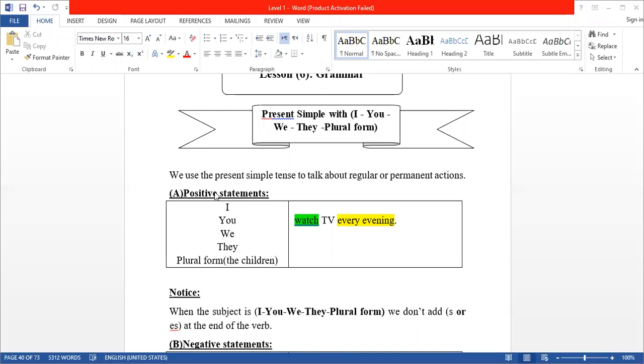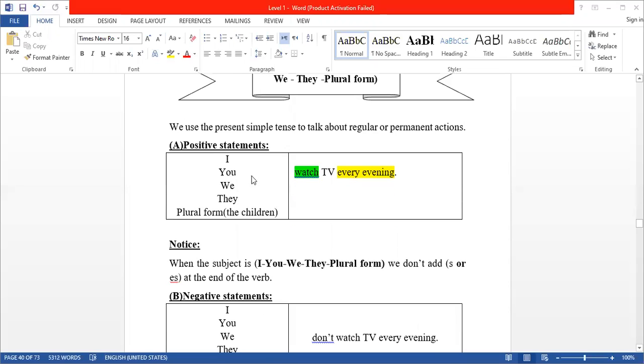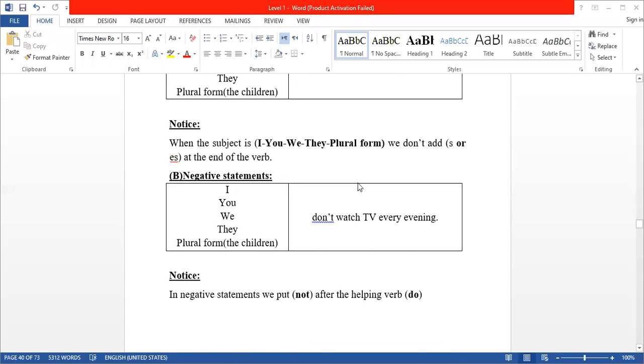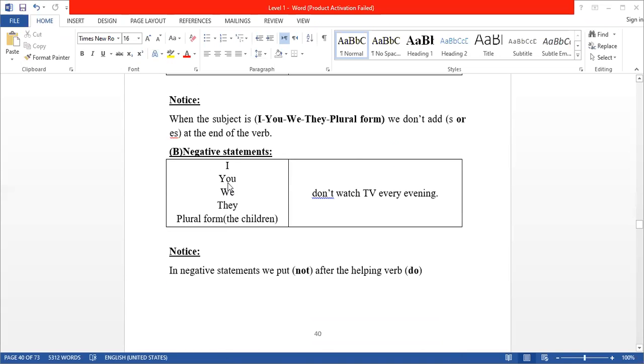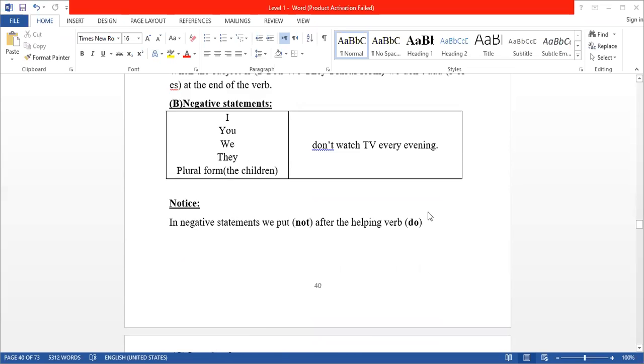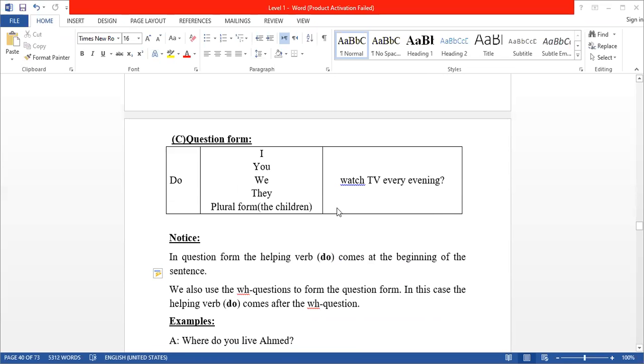Yes, okay, we use the present simple tense to talk about regular or permanent actions, and we knew how to form positive statements. We said that we are going to put the subject first, then verb without s or es, then object plus the rest of the sentence. And also we talked about the negative statements. Here the order of the sentence is going to be like this. We're going to put the subject first, then do plus not, then verb without S or ES, then the rest of the sentence.